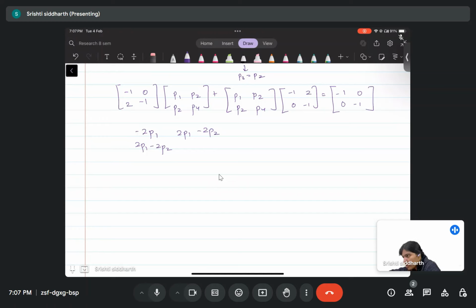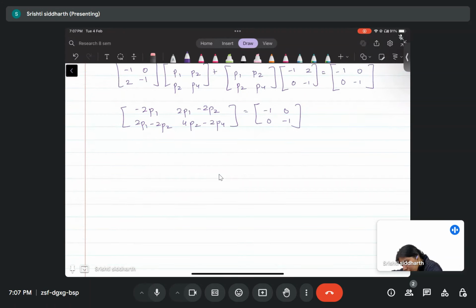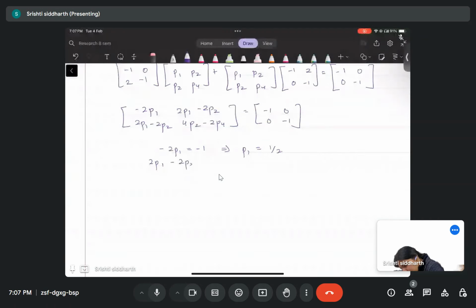So it's minus 1, 0, 0, minus 1. So we have four equations and three unknowns. Alright, so let's see. Equation 1 is simply minus 2P1 is minus 1, which implies P1 is half. Then we have 2P1 minus 2P2 equals 0, which is half. And then 4P2 minus 2P4 equals minus 1.